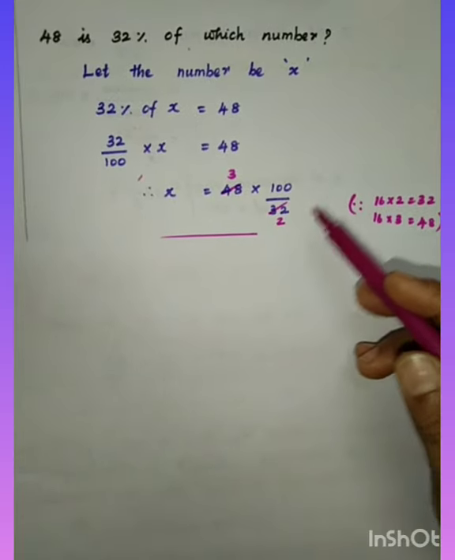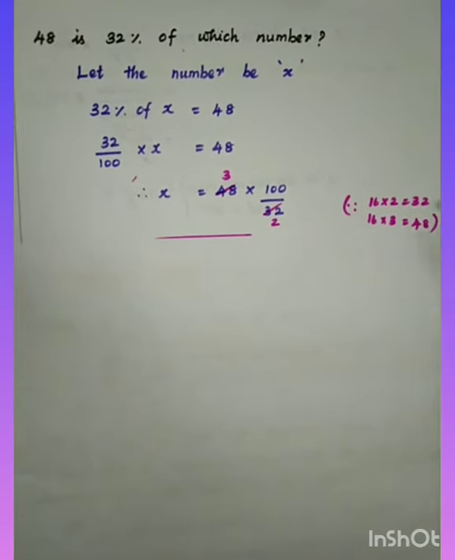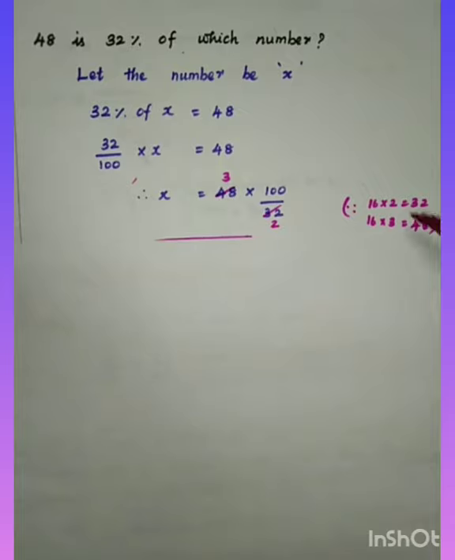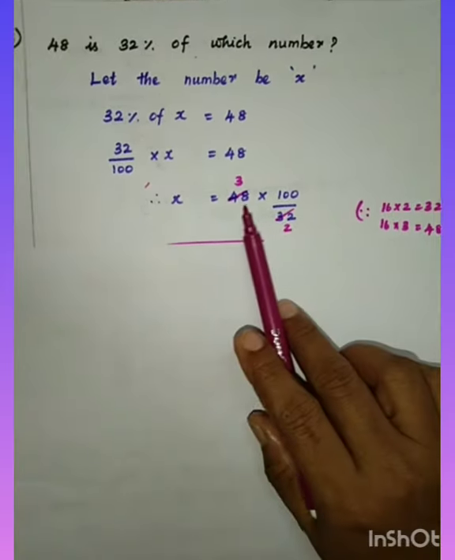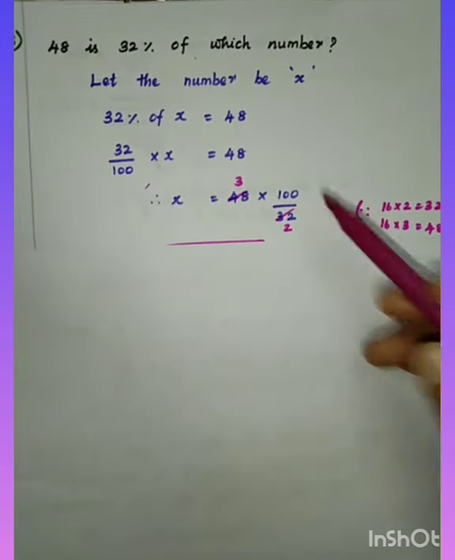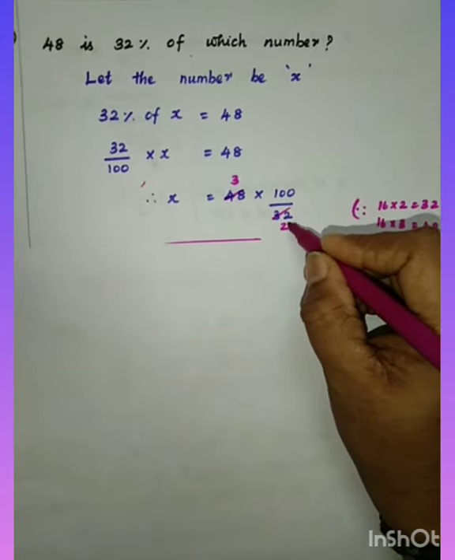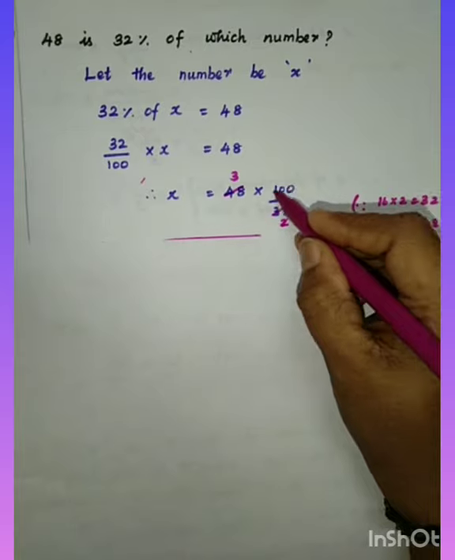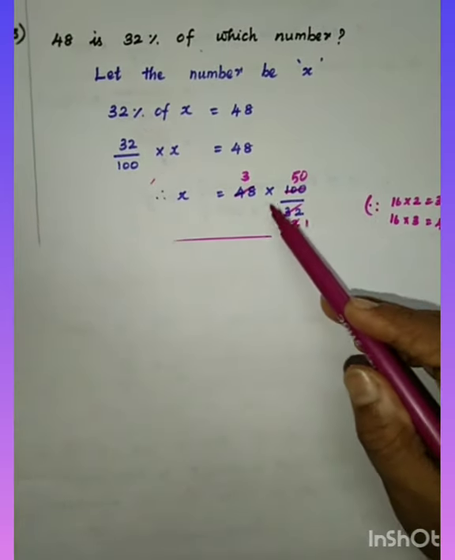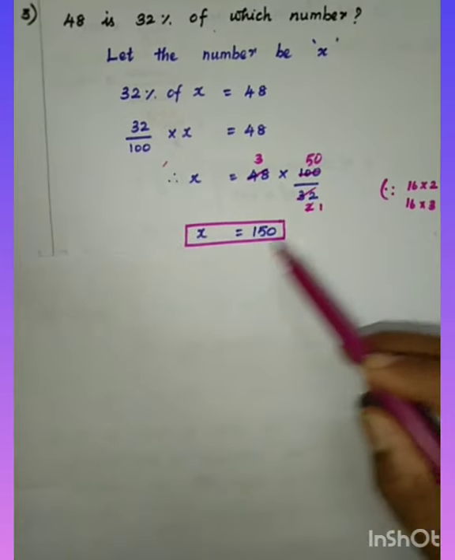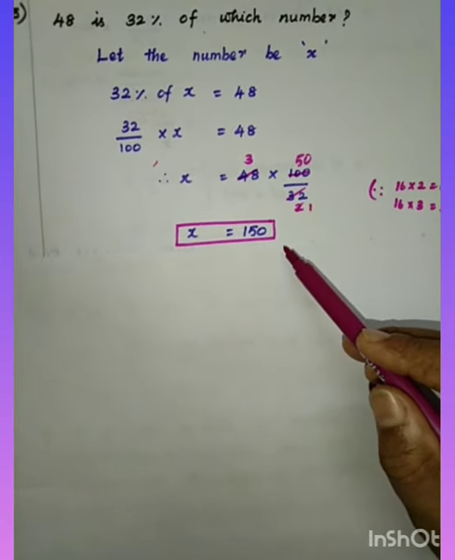Otherwise, you can start with the 2 table. I have cancelled with the 16th table. So 16 2s are 32 and 16 3s are 48. Now we can multiply the numerator. So here again you can cancel. 2 1s are 2, 2 50s are 100. Now the numerator is 3 into 50. Therefore the answer is x is equal to 150.